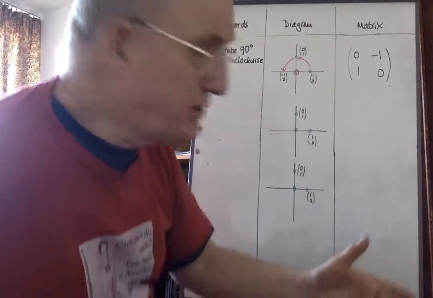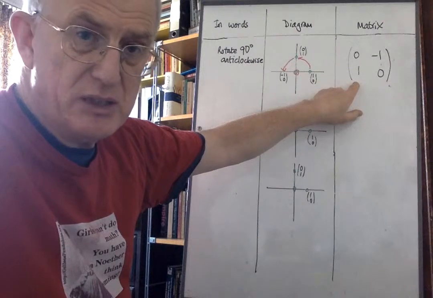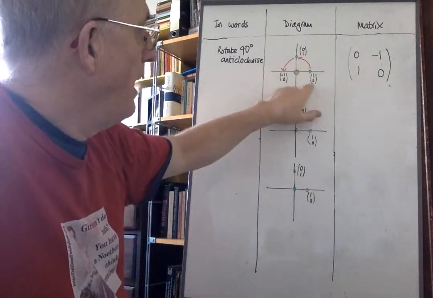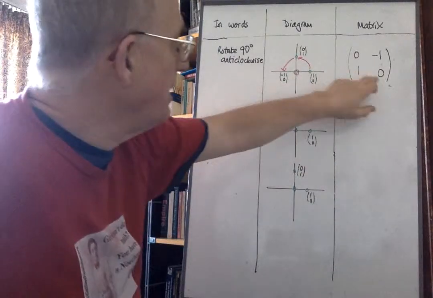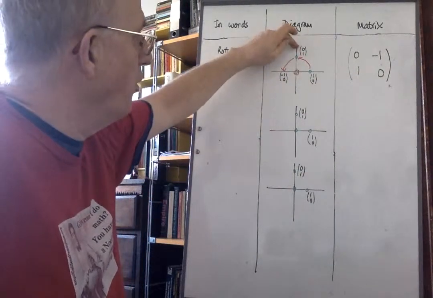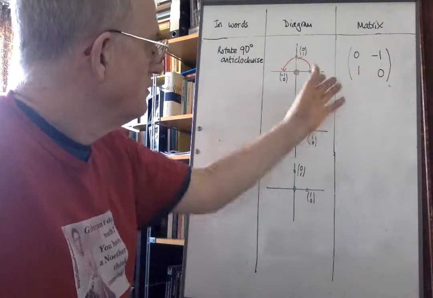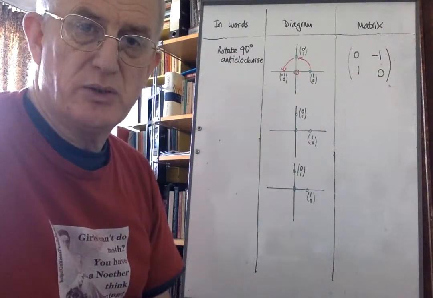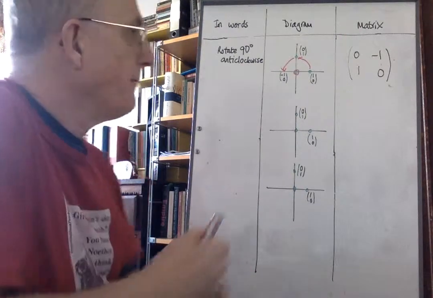We can find the matrix simply by putting in the first column of the matrix where (1, 0) goes to, (0, 1). And in the second column of the matrix, we put where (0, 1) goes to, that's (-1, 0). Okay, so all those 3 are different ways of describing the same thing.